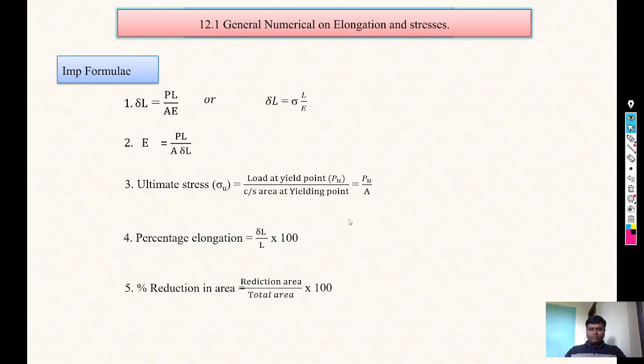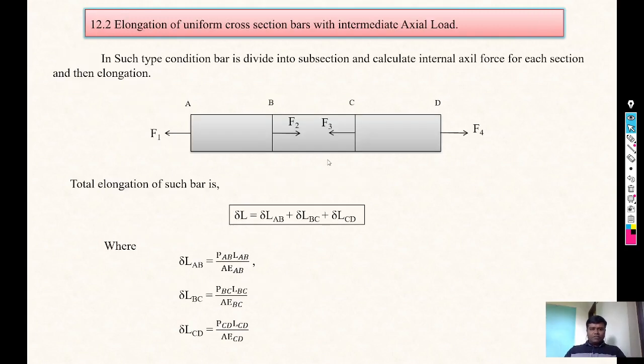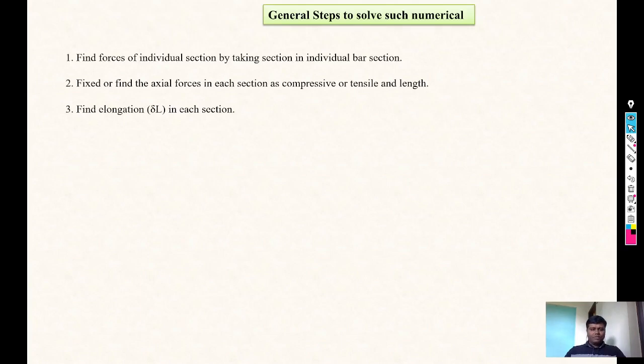These are the formulas we require to calculate the elongation and stresses of any section. I discussed it in the last video. This is the important point to calculate the elongation when intermediate axial loads are acting on a uniform cross section. For that, just calculate the total length. We require the change in length or the length of AB section, BC section and CD section, as discussed in previous videos.